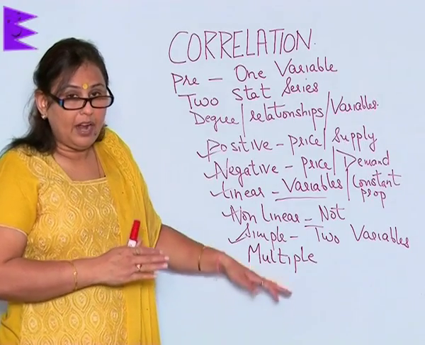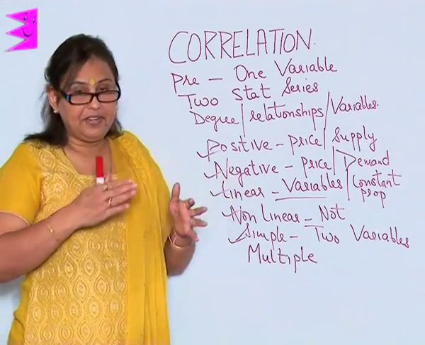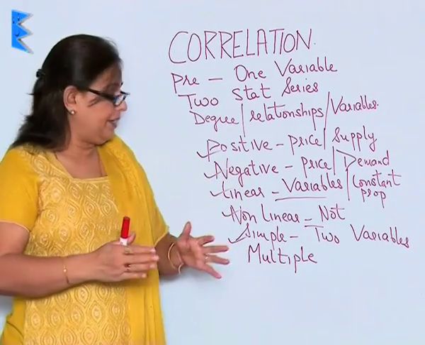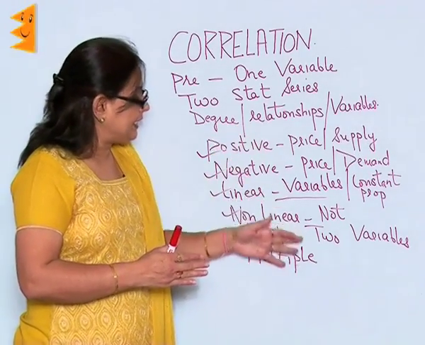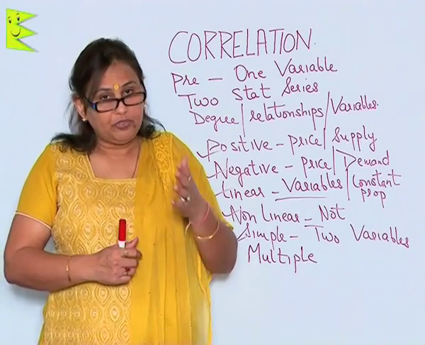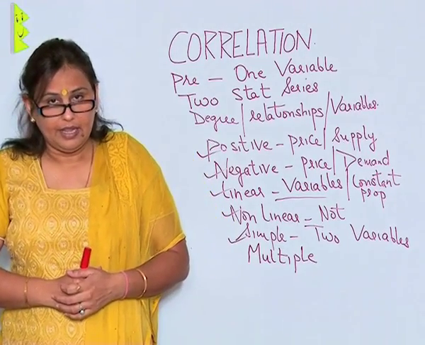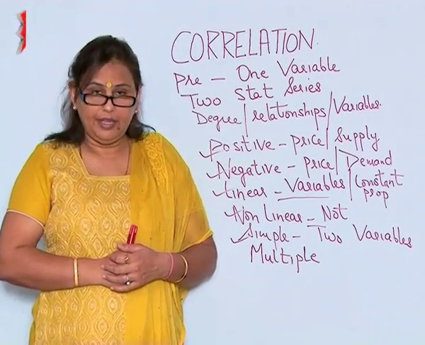Thus, there are different kinds of correlations, which could be positive, negative, linear, non-linear, or simple and multiple. We are going to study these correlations in detail through three different methods. And now I will be starting with the first method in the next clipping.